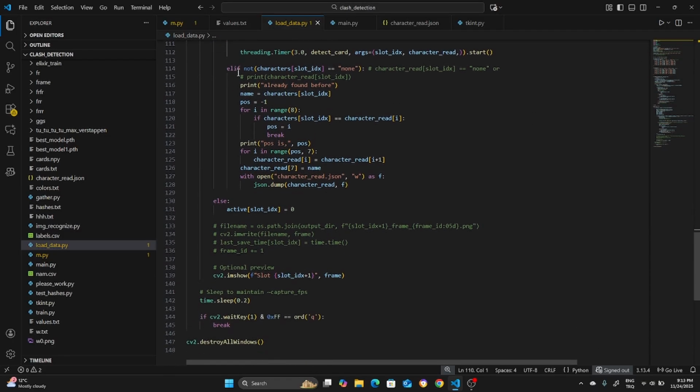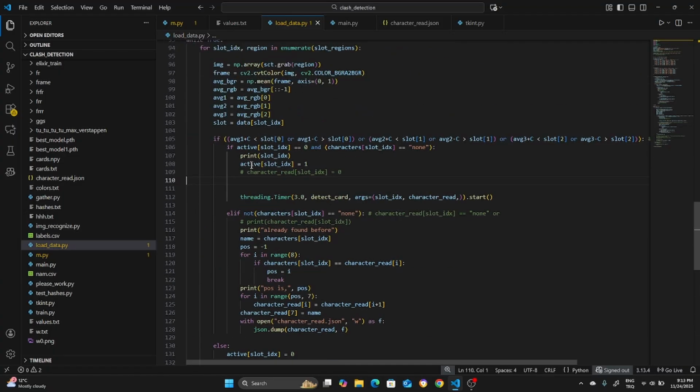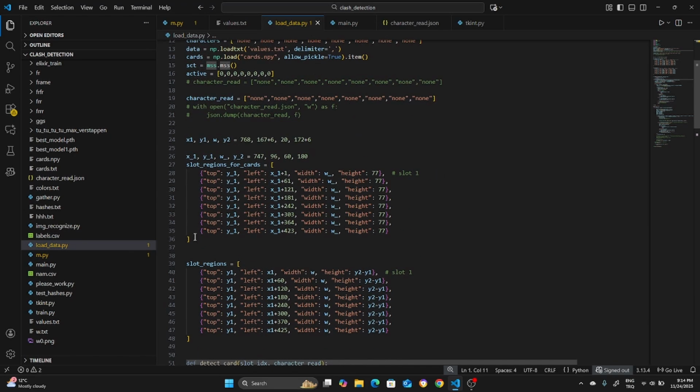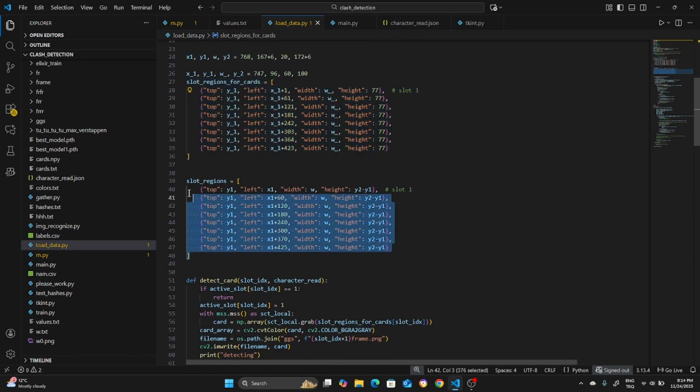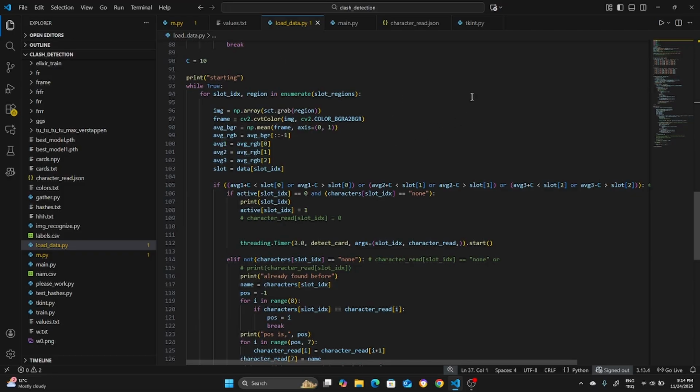What else do we have? Yeah, that's basically the whole idea. Actually, I cropped the screen with MSS. So I use MSS with slot regions, these two, to crop parts from our screen. And we have the filter, of course.